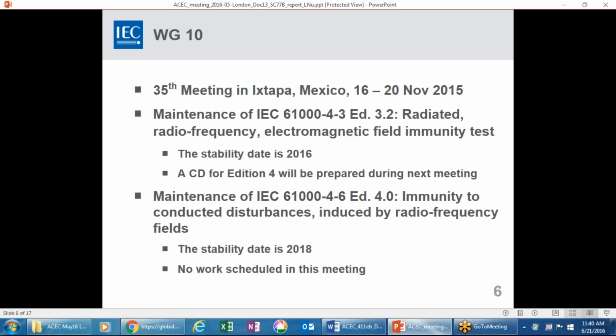New publications since the last time, the 4-3 on radiated electric field immunity testing. The stability date, which means before that, the document, the last edition, could not be changed until 2016. And it turns out that there's a committee draft under preparation for the next edition, but it hasn't happened yet. On 4-6 on conducted, it can go to 2018, so there's no work scheduled because they have enough to do on their plate.